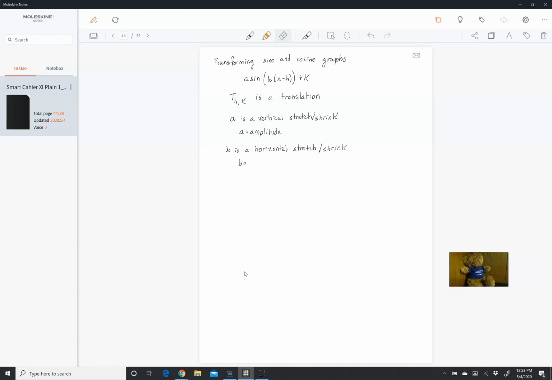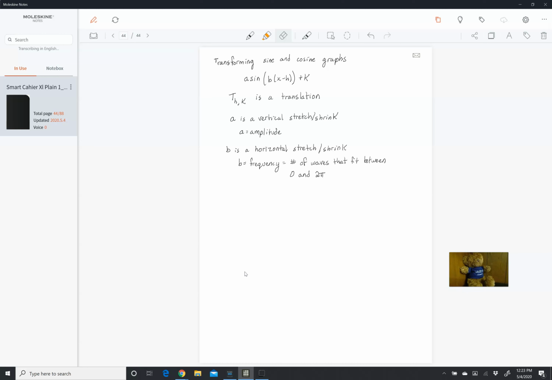B equals the frequency, and this is the number of waves that fit between 0 and 2 pi. Okay, now we talk about the number of waves that fit between 0 and 2 pi, okay?